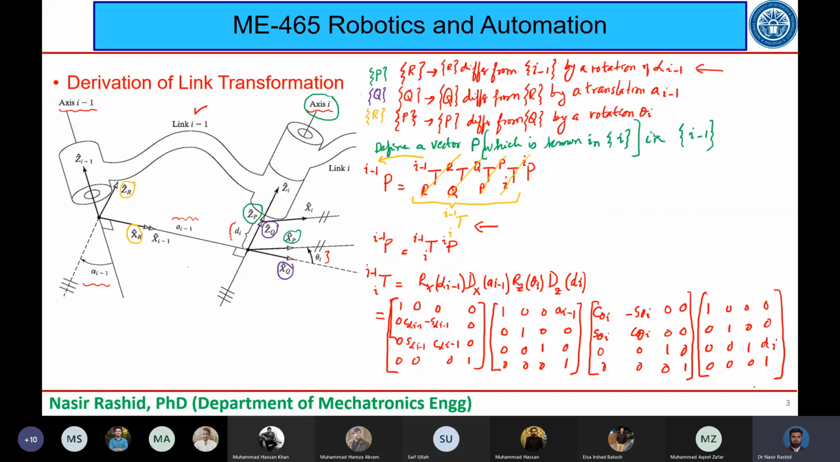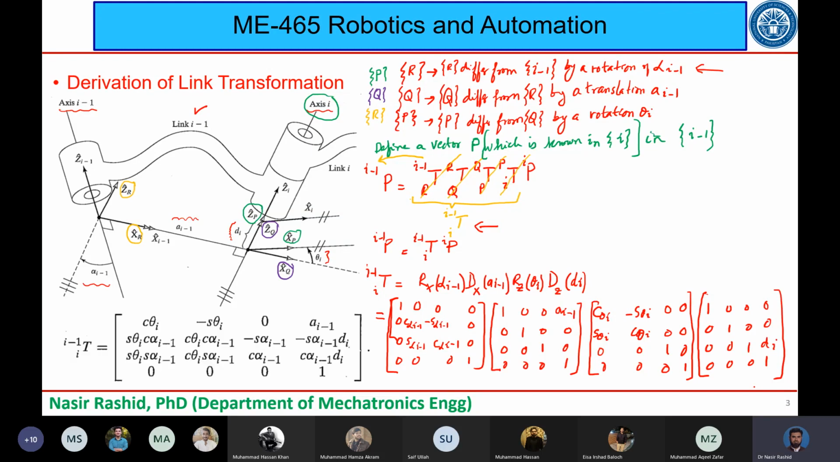जी, यहां तक ठीक है. इसको समझना इसलिए जरूरी है कि इस तमाम चीज को हमने नेक्स्ट आगे यूज करना है. So now if I multiply all these four matrices, I'm going to get this, which is shown on the left bottom corner of your slide. So I'm going to get this matrix, which is actually going to give me the transformation from i to i minus 1.